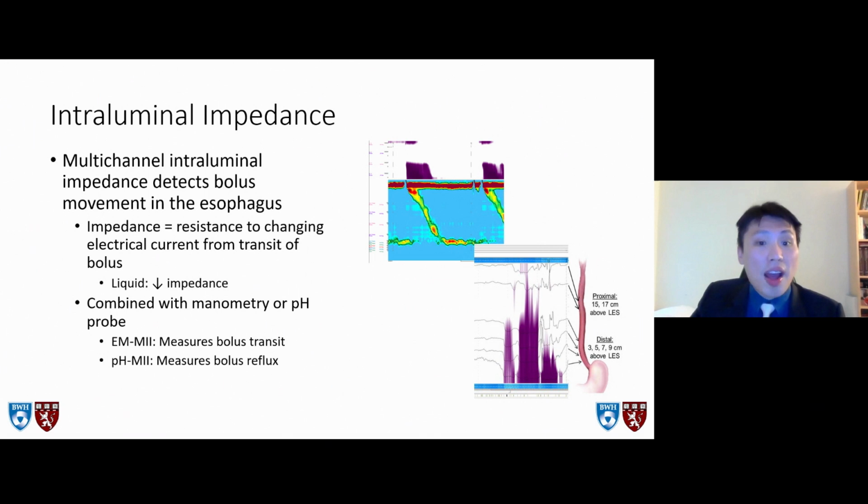It is often combined with manometry or a pH probe. When impedance is combined with manometry, it can help us see how well the bolus is transiting through the esophagus. If it's combined with pH monitoring, it can help us measure reflux coming back up regardless of the pH level. So we can identify either acid reflux or even non-acid reflux, compared to just using a pH probe alone.